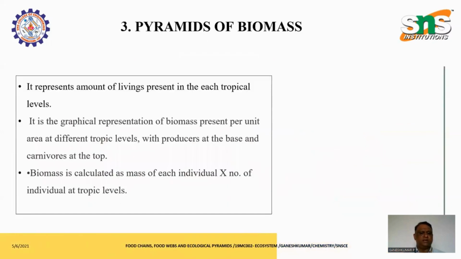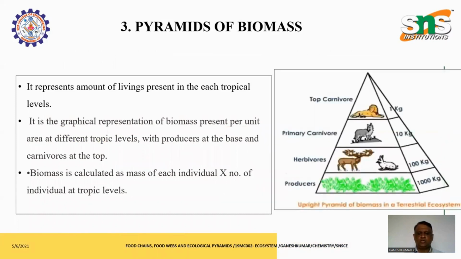The pyramid of biomass represents the biomass which is calculated at each trophic level per unit area. So producers have a large biomass and the top-level consumers have very little biomass.